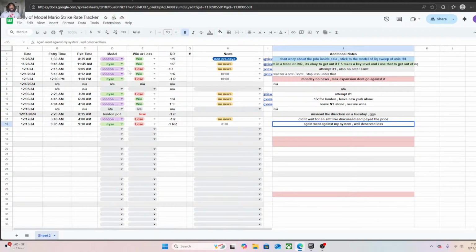1, 2, 3, 4, 5, 6. I lost 6 days, right? But I won 1, 2, 3, 4, 5. I won 5, so I'm a little under a 50% win rate. Look at the R to R on my wins versus my losses.